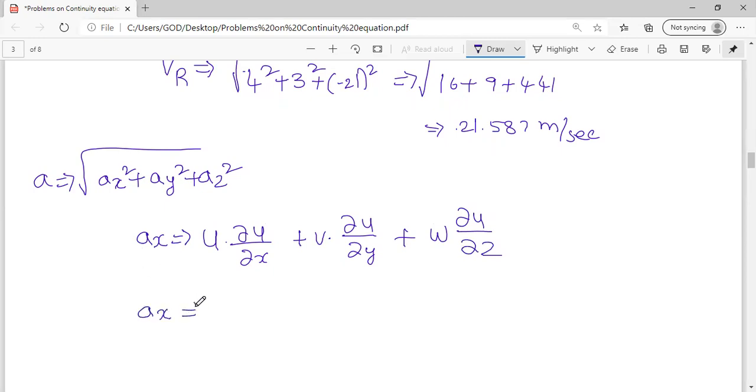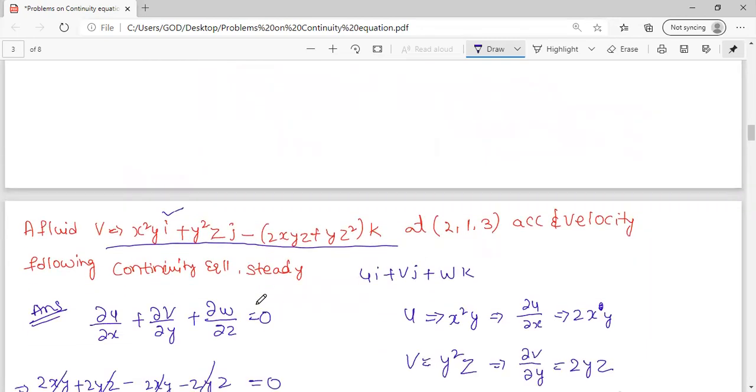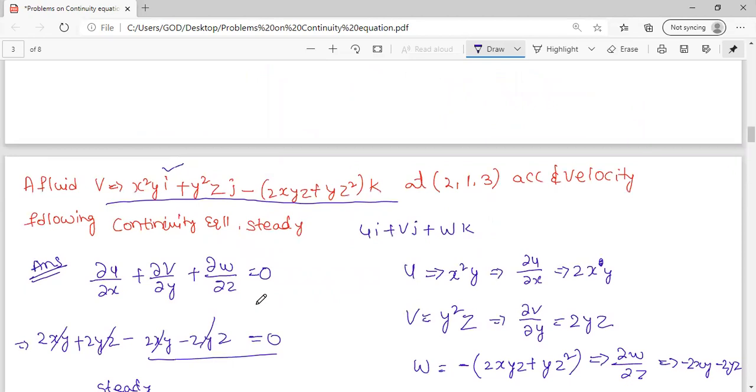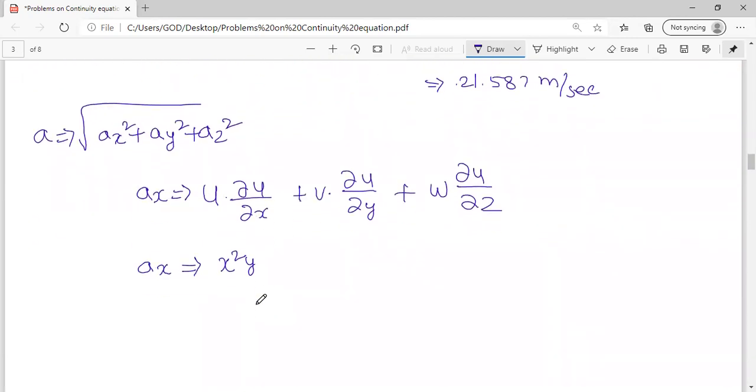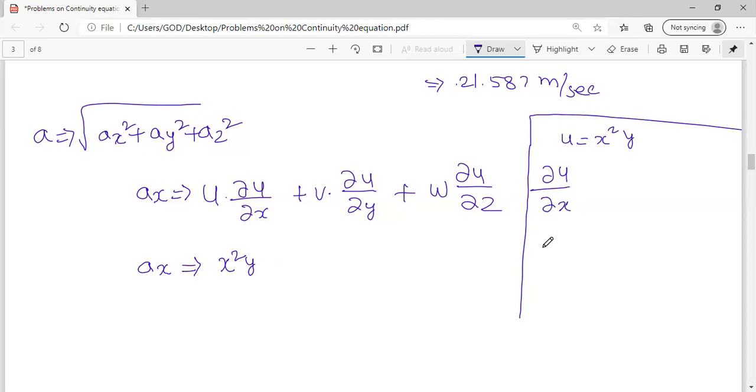This was the equation we derived last class for acceleration along x. What is the value of u from the question? It is x square y. You can check from the question: u is equal to x square y. It's better to write that flow condition, then you will understand this easily. So first, I want to differentiate u, which is x square y, with reference to x, y and z. Then I can substitute easily.